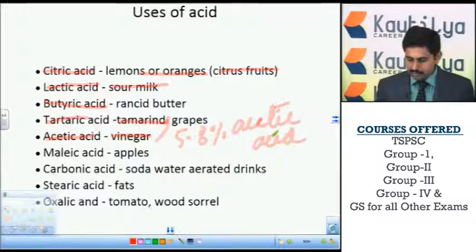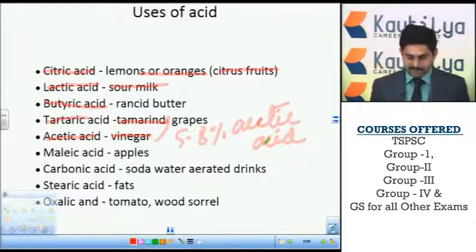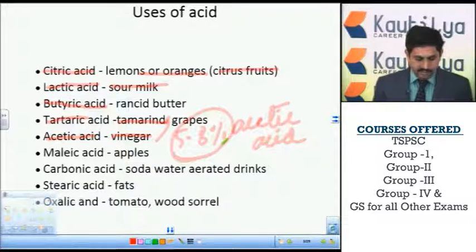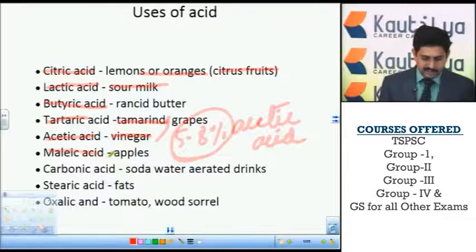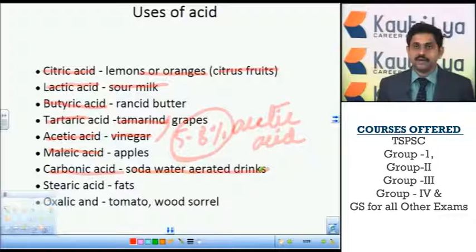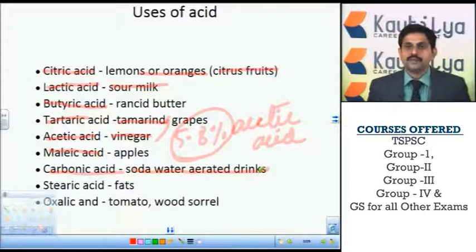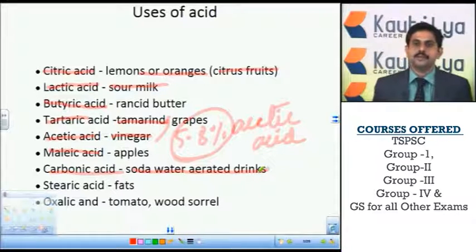Okay, acetic acid, 5 to 8% of acetic acid, it is called vinegar. Now malic acid, it is present in the case of apple. Carbonic acid, it is present in soda, aerated drinks, all the cool drinks. For example, if you take any Thums Up or Pepsi, all these things consist of carbonic acid.